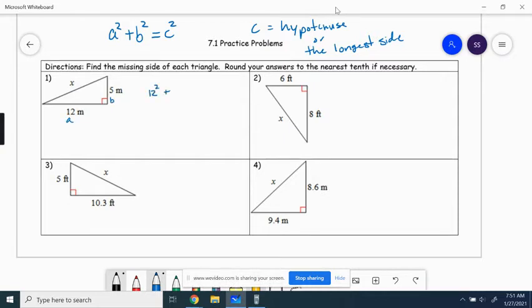So 12 squared plus 5 squared is equal to x squared. Now we can just square these out. 12 squared is just 12 times 12, which is 144. 5 squared is 25. Now we add them together, and we get 169 is equal to x squared. And so if we want to solve for a single x, we do the opposite. The opposite of squaring something is taking the square root. So the square root of x squared is x, and the square root of 169 is 13. So x is equal to 13.